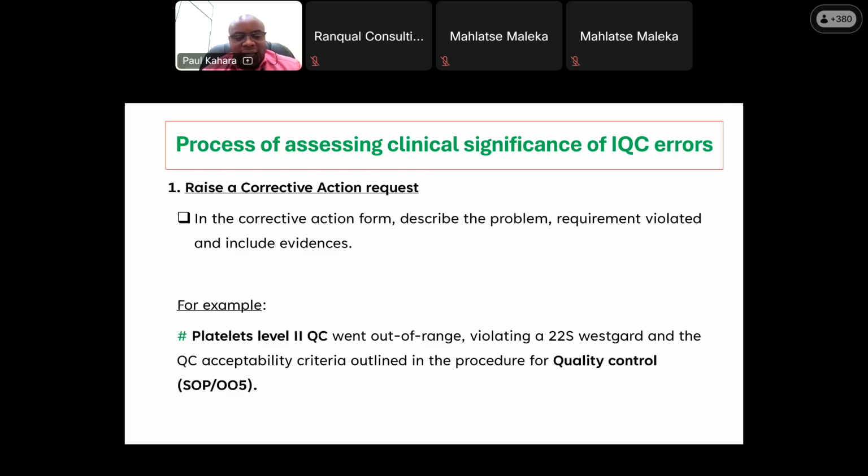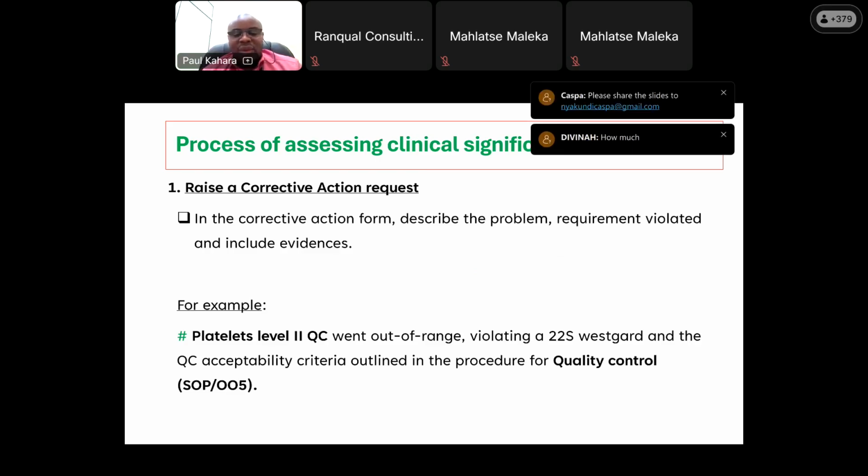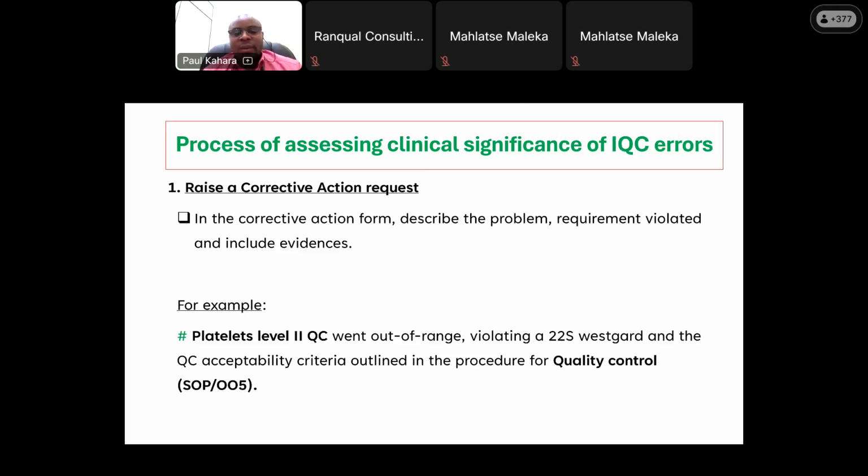So you need to indicate it like this. For example, give the details of the test. You say, platelets level 2 QC went out of range. And then you mention the requirement violated. So in this case, for example, you can say the 2-2S Westgard rule was violated, and the IQC acceptability criteria outlined in the procedure for quality control was also violated. So make sure that the way you document your problem or the IQC failure is elaborate enough to communicate and even to be used as a reference next time when you experience a similar problem.